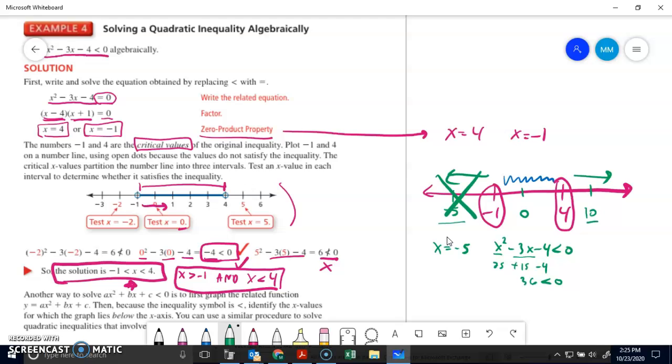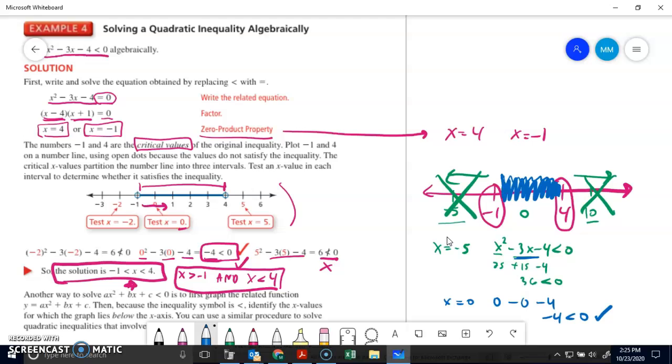And you could test 10, but if this side doesn't work, then this side doesn't work either. It's not the outside, and you can pretty much assume that it's the inside, but you do need to check it. Let's plug 0 in for x. 0 squared is 0. 0 minus 3 is 0. Minus 4. So I get negative 4 is less than 0. That is true. So that means this is the region that is the correct solution, not the outside regions.